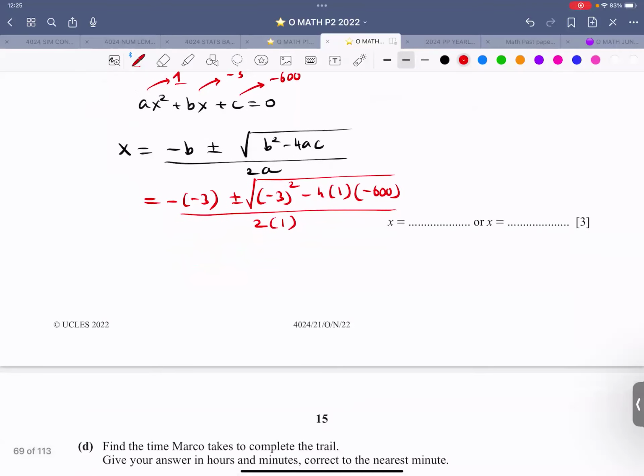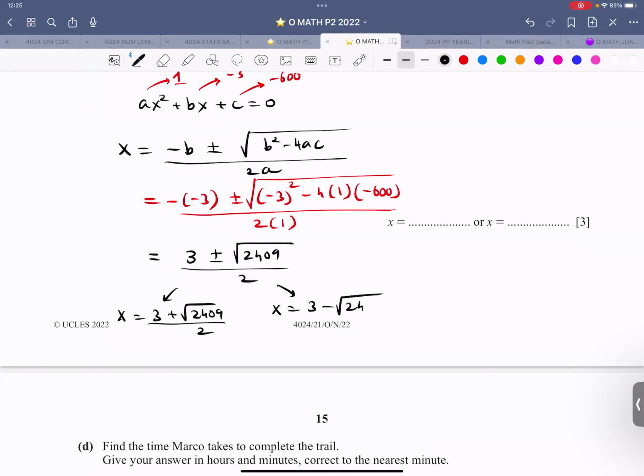So now we can simplify it a bit more. This is 3 plus minus the square root of 4 into 6, 24, 2400 plus 9, 2409, divided by 2. And then we can write x as 3 plus square root of 2409 divided by 2, and x as 3 minus square root of 2409 divided by 2. Now use a calculator at this point after you have shown all the working. The positive answer is coming out to be 26.04, and this answer is coming out to be negative 23.04. These two answers are given correct to 2 decimal places.